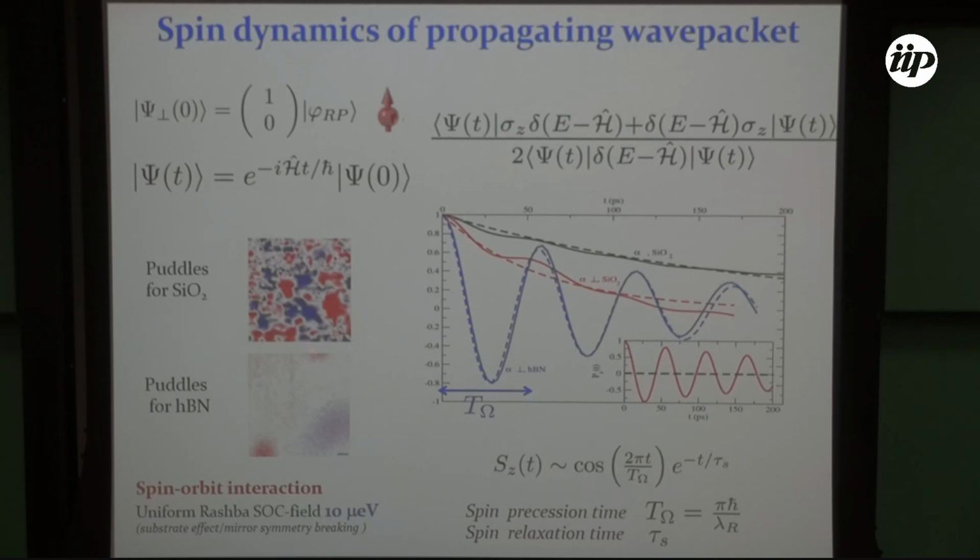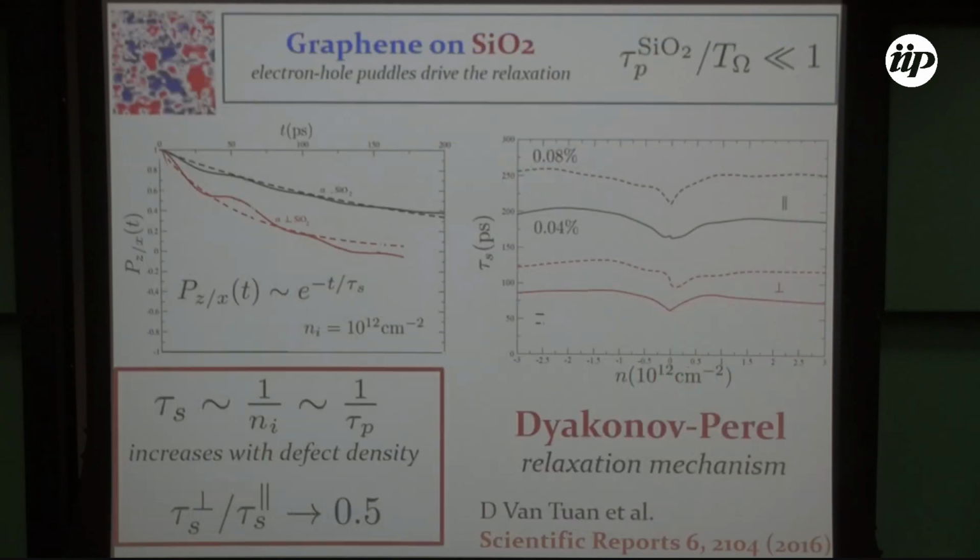And what you get for this type of substrate is, in the case of boron nitride, you see this oscillation. So they precess before they relax, whereas on silicon oxide, the relaxation doesn't show any oscillation. So from the numerics you can fit, and you get the spin precession time and the spin relaxation time. Now, if you report what you get numerically for graphene on silicon oxide and you extract the spin lifetime, you have this Dyakonov-Perel regime. You're exactly in this regime where the spin lifetime increases with the density of defects, and the ratio is 1/2.